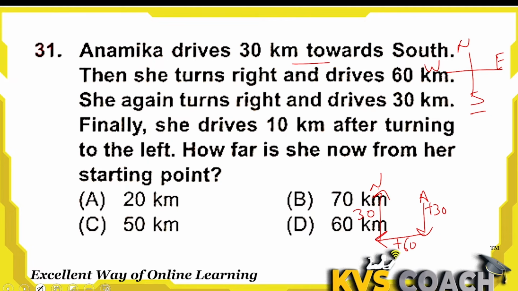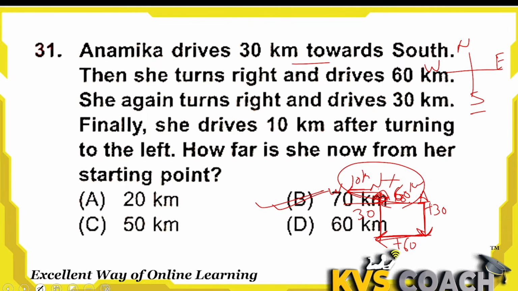Finally she drove 10 km after turning left. Now she turned left here and drove for 10 kilometers, in the west direction. How far is she now from her starting point? So let's check. Here it is 30. This part is 60 kilometers. Now again she turned 30. So from the starting point it is the same 30, but the distance between them is 60 here. So 60 is the exact distance at this point. Now she turned left and traveled 10 kilometers again. So 60 plus 10, she traveled a total of 70 kilometers. So B is the right answer here.